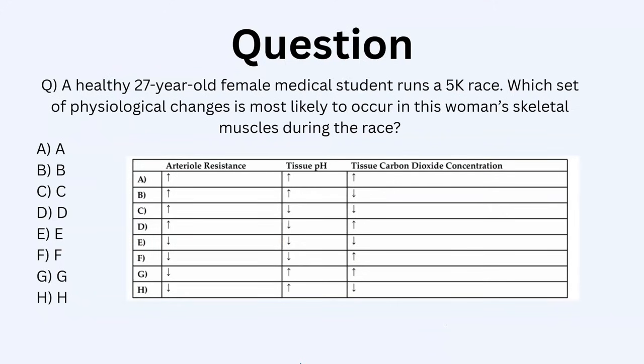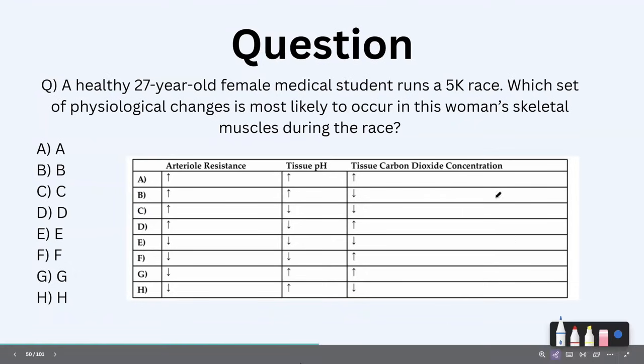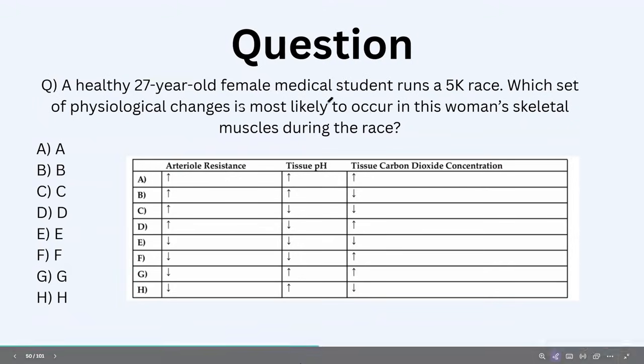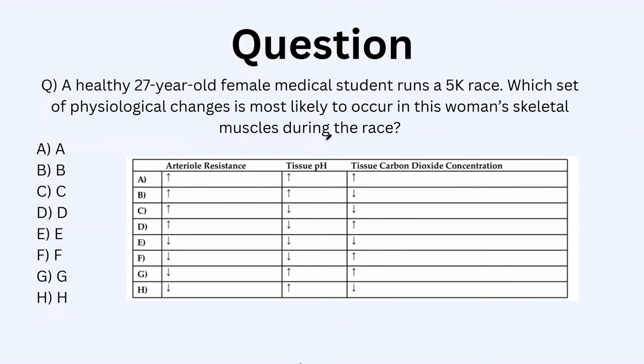Question time. A healthy 27-year-old female medical student runs a 5-kilometer race, which is a lot. Which of these physiological changes is most likely to occur in this woman's skeletal muscles during the race? Pause and think. Okay, so the woman is exercising. Her muscles are moving a lot, okay? Now, when those muscles are moving, they're metabolizing whatever it is, and they're producing waste, right? And those metabolites are actually vasodilators. And those vasodilators are going to cause what?